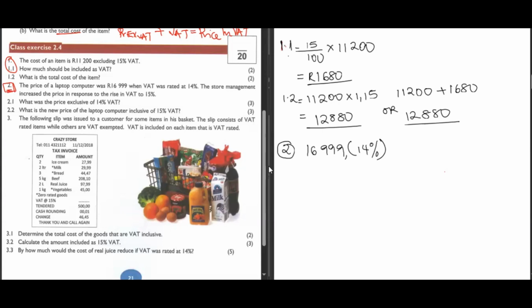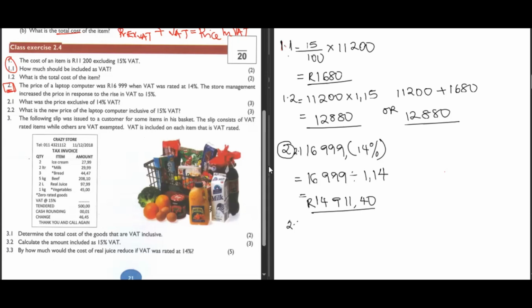Now they're asking 2.1. What was the price exclusive of VAT? So in other words, we are excluding VAT. This one won't change. You only change the 5. When we are excluding, we said we divide by 1,15. But now we are going to divide by 1,14 because it was the old one. So straightforward, the answer here becomes 14,911 rands 40 cents. You see that? So we go to question number 2.2. This was 2.1.